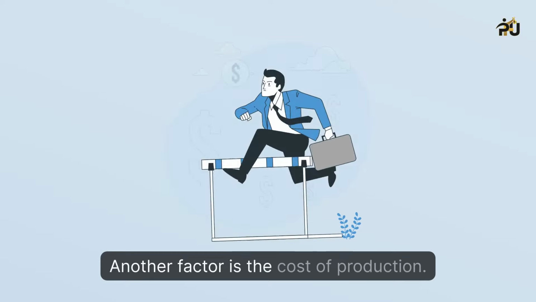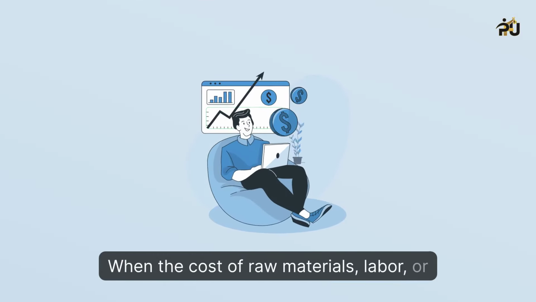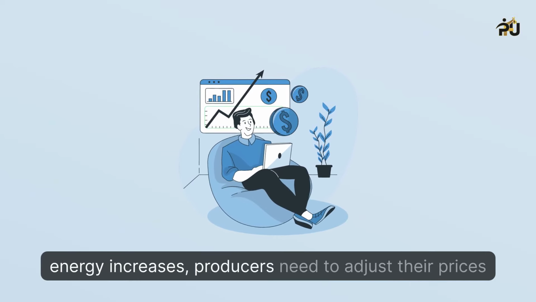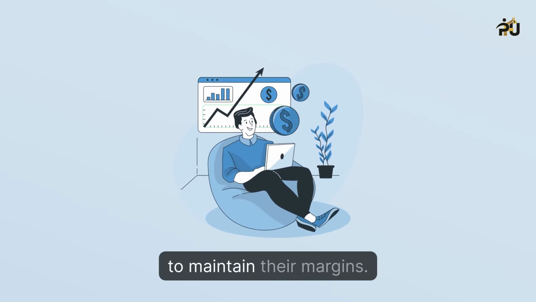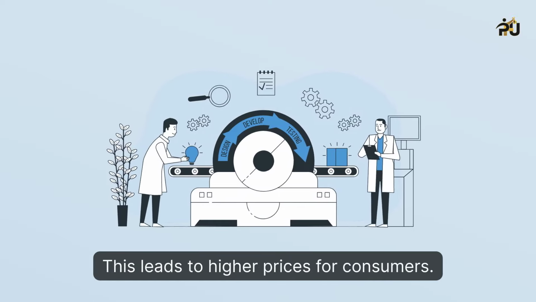Another factor is the cost of production. When the cost of raw materials, labor, or energy increases, producers need to adjust their prices to maintain their margins. This leads to higher prices for consumers.